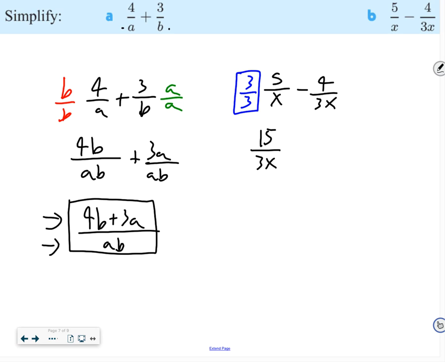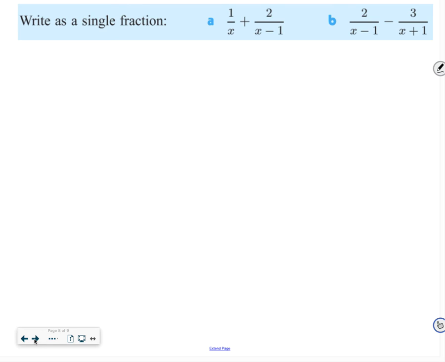Okay, but now it's in a form such that I can do my operation. So 15 minus 4, I'm going to get 11 over 3x. No common factors between 11 and 3, so I'm just going to simplify this here. Okay, our last two examples.